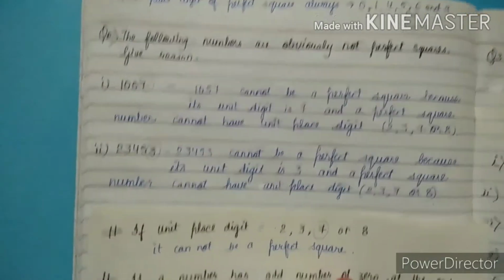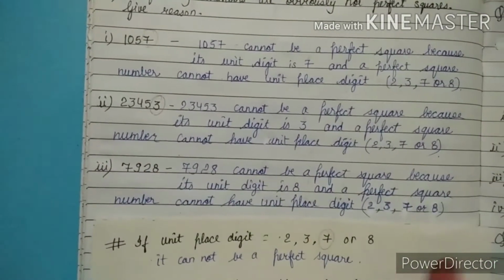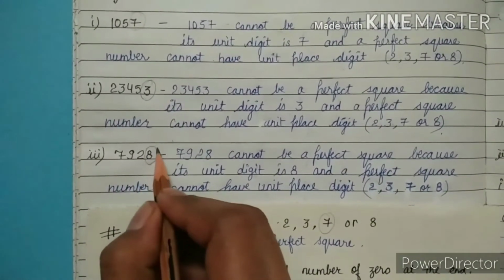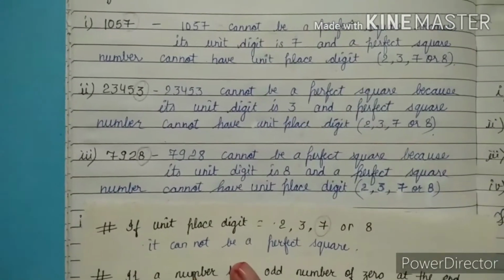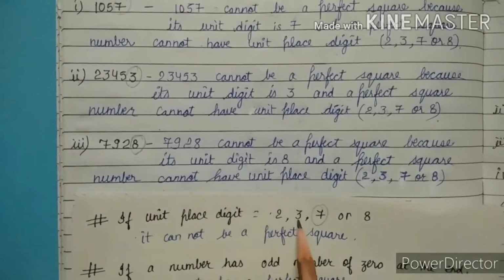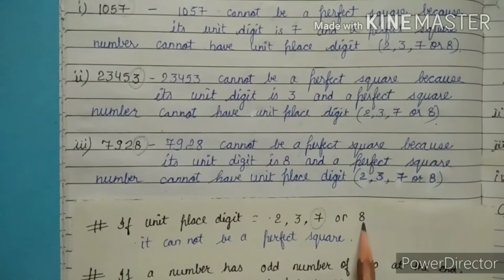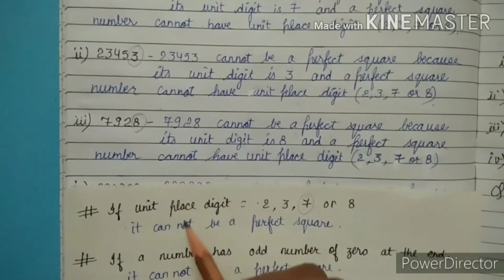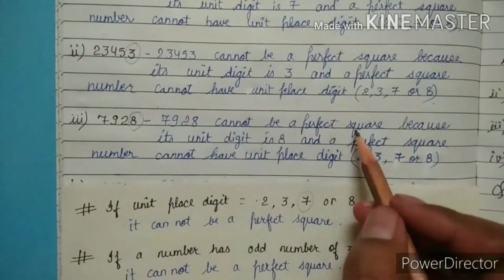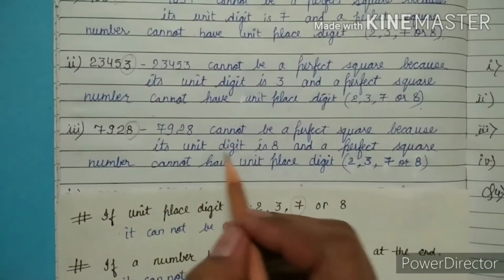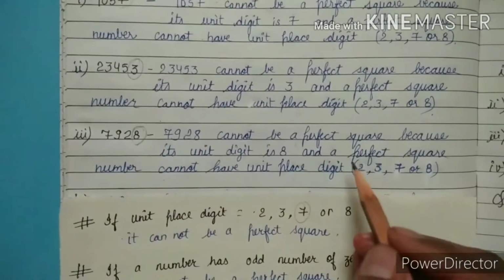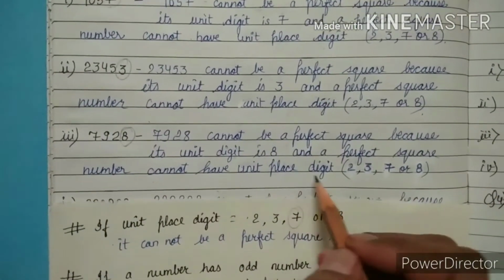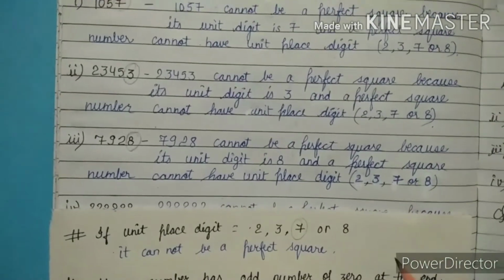Same reason. Okay. Third question is 7928. Here we got 8 on the unit place. So if the unit place digit is 2, 3, 7 or 8, it cannot be a perfect square. Same reason, 7928 cannot be a perfect square because its unit digit is 8, and a perfect square number cannot have unit place digit 2, 3, 7 or 8.